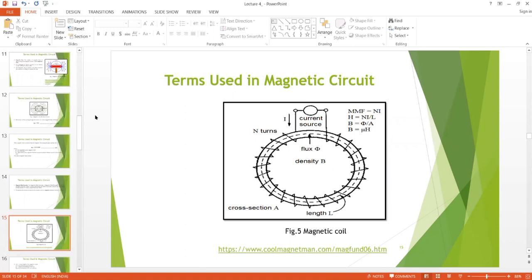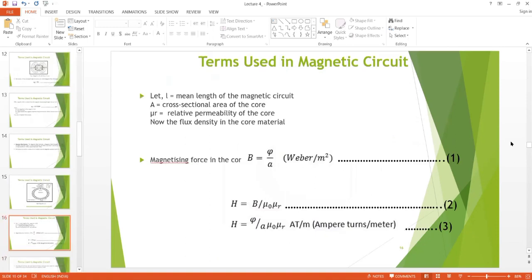In magnetic circuits, we have a current source and a number of turns across the coil. When this coil has a number of turns, naturally the MMF would be induced and H is equal to Ni upon L. This is a very, very important slide in which all four formulas are written. On the right hand side, you can see MMF, H, B, and the relation between mu, B, and H.